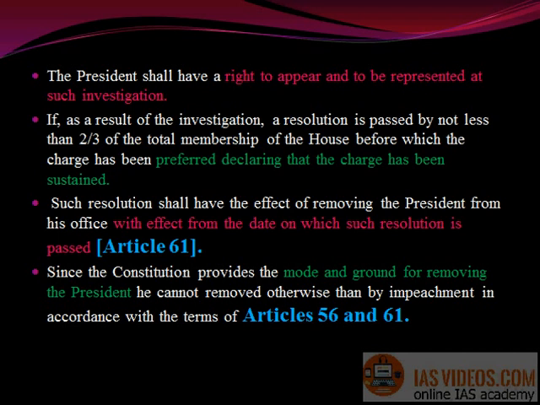If, as a result of the investigation, a resolution is passed by not less than 2/3 of the total membership of the House, before which the charge has been preferred, declaring that the charge has been sustained, such resolution shall have the effect of removing the President from his office, with effect from the date on which such resolution is passed. Article 61. Since the Constitution provides the mode and ground for removing the President, he cannot be removed otherwise than by impeachment in accordance with the terms of Articles 56 and 61.